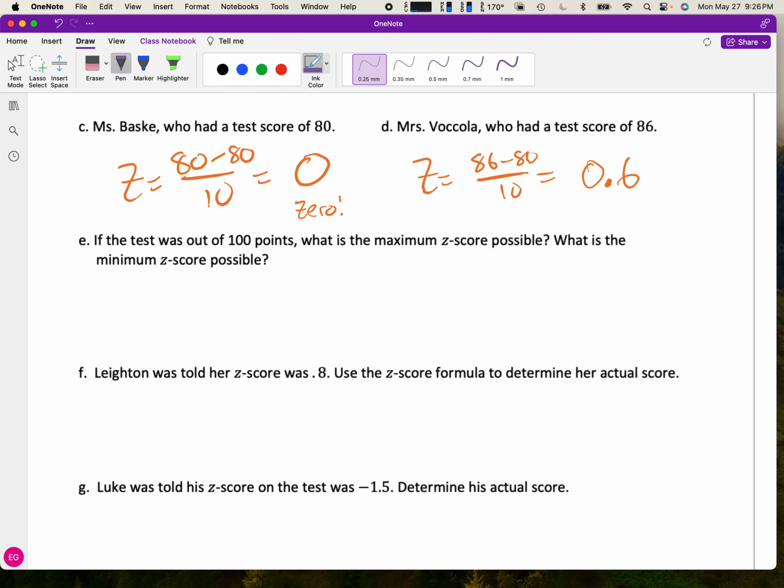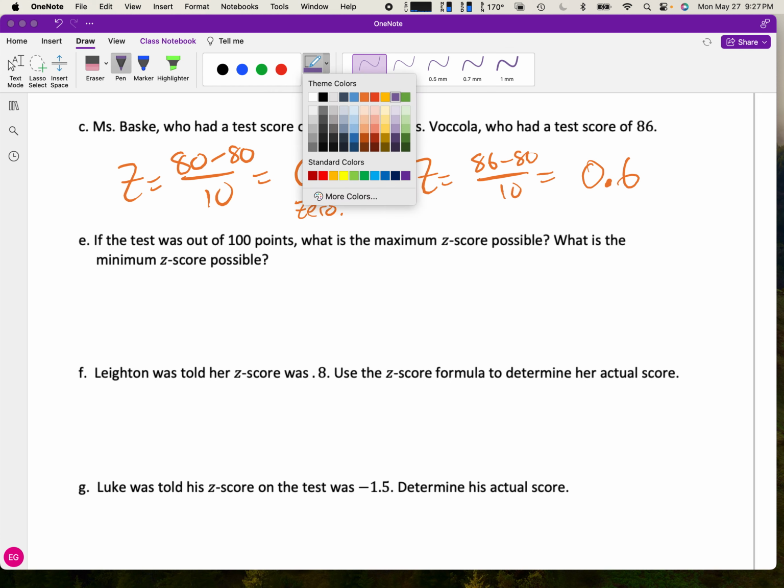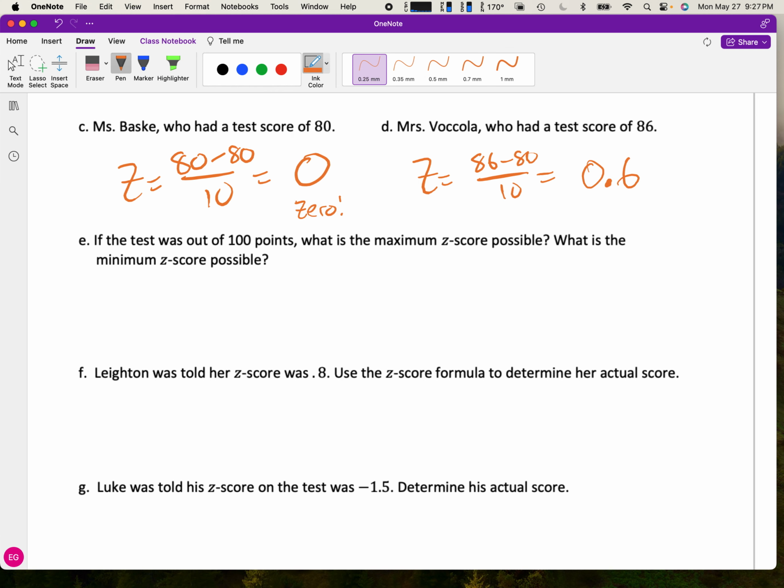If the test was out of 100 points, what is the maximum possible z-score and what is the minimum? If we do the maximum of 100, so 100 minus 80 over 10, that's a max z-score of 2. I'm going to try to do my 2's like the fancy 2's because they look like z's otherwise. And our lower score, well, that would be a 0. So we would do 0 minus 80 over 10, and that would equal negative 8.